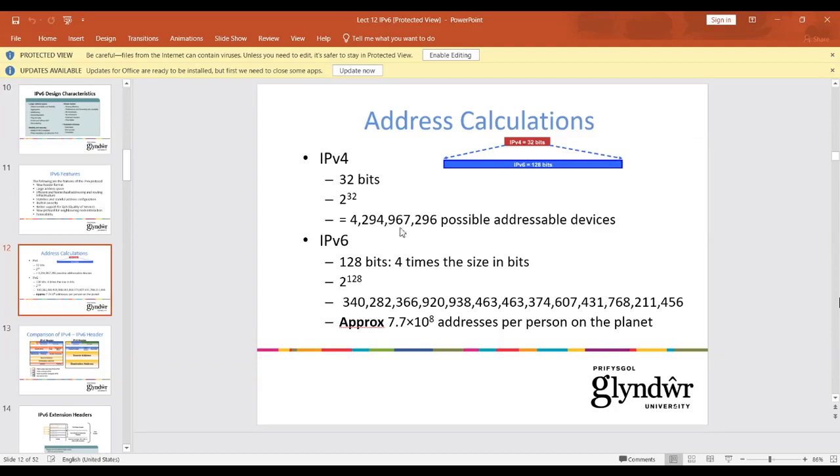So this is the IPv4 and IPv6 differentiation. You can see that 7.7 times 10 to the power 8 addresses per person on the planet, right? So you can understand how many addresses can be generated.